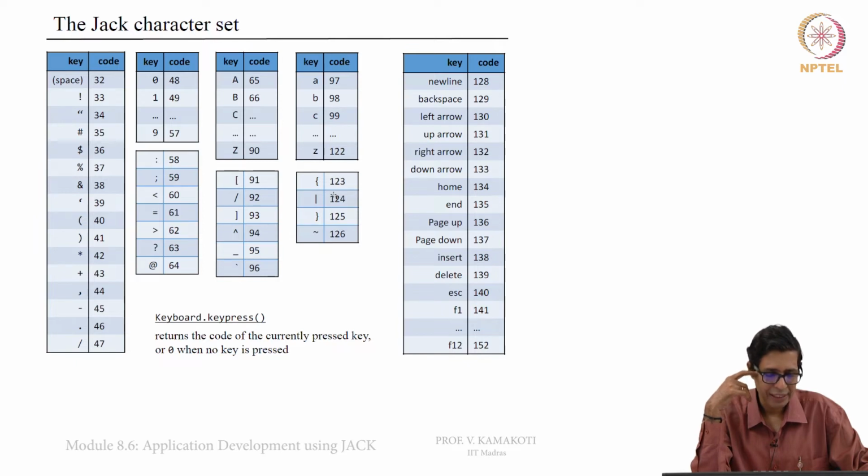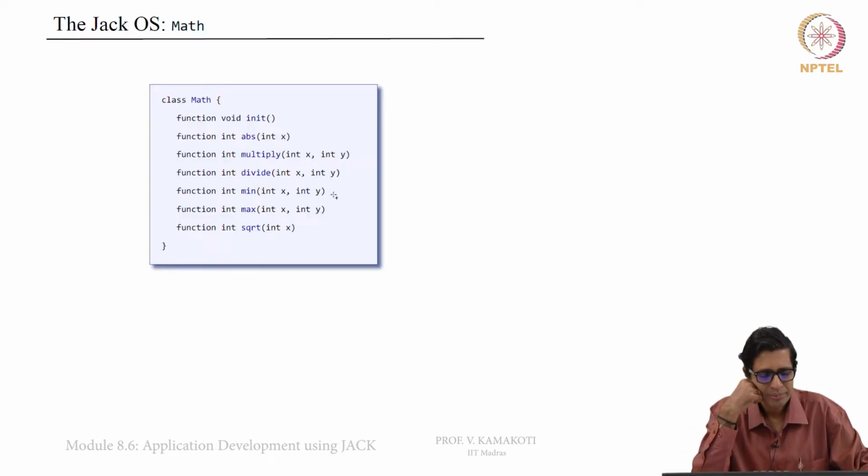This is the entire Jack character set. So, Keyboard.keyPressed, if you use it, returns the code of the currently pressed key, or 0 when no key is pressed. So, 0 is not assigned to any character, and this is the restricted Jack character set. When I define an architecture, when I define an OS, I have to define my own character set, which the hardware should interpret and give to me.